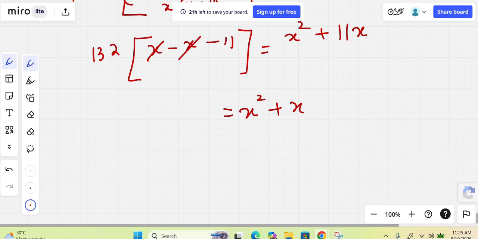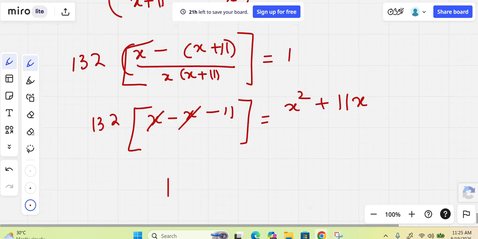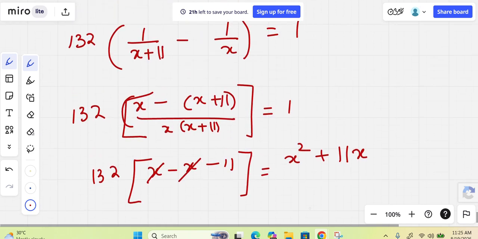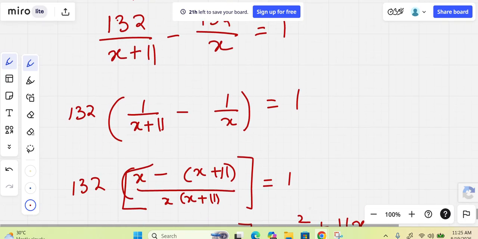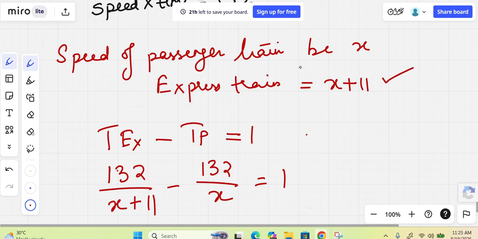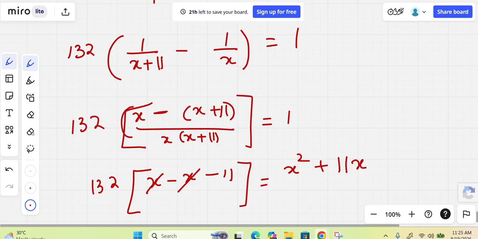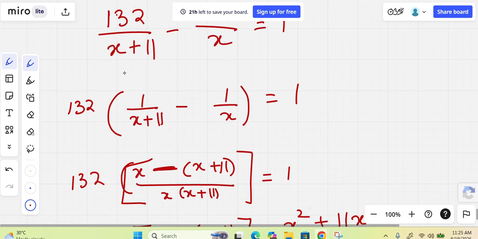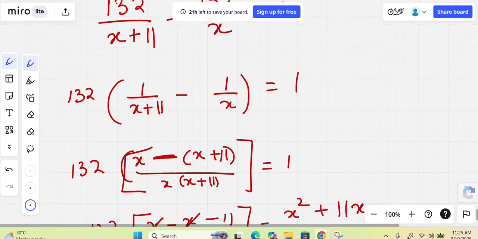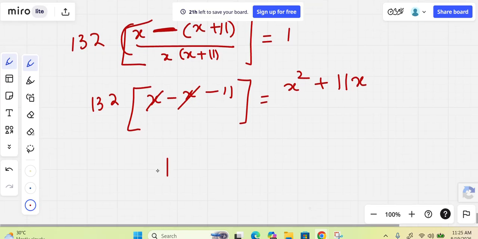When I reached the last step only, I realized. So 132 into 11 is... Ma'am, is it plus 11 or minus 11? It should be minus 11, no? No, here it is plus. I have put plus for express, but when I write it in the bracket, there is a minus sign, because the difference between the time taken by the express and the passenger is 1. So because of this minus sign, when I open the bracket, I am getting that, right?